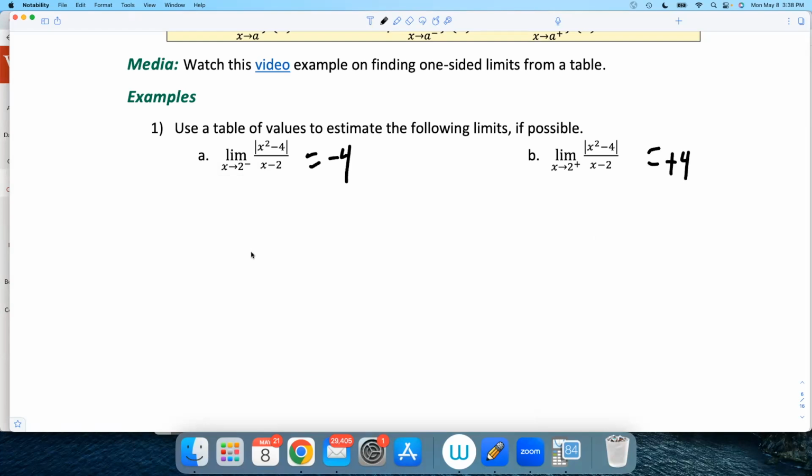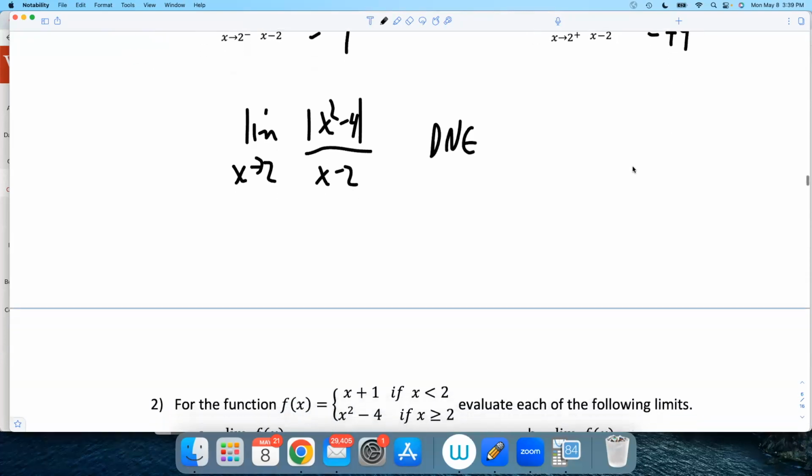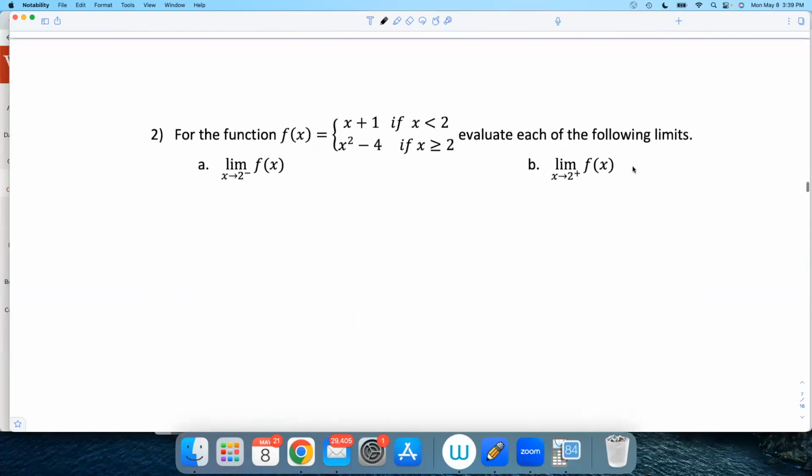That means the limit as x approaches 2 of the function does not exist. The actual limit only exists if 3 things happen. Both one-sided limits have to exist and they have to be the same number. They weren't the same number, so that limit doesn't exist.